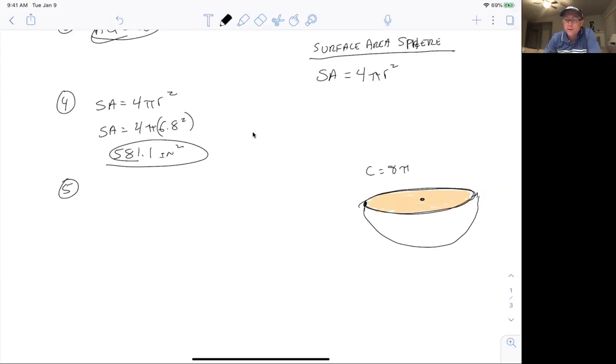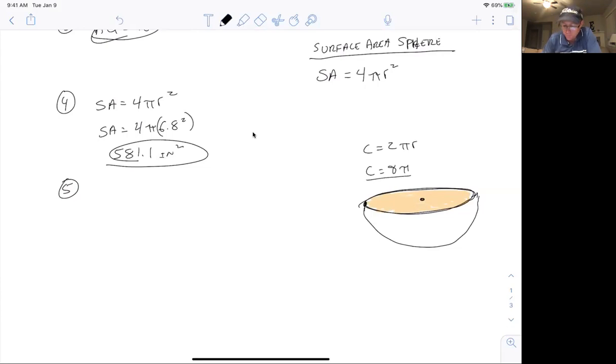Well, how do I find the circumference? That's just 2 pi r, right? Or the diameter times pi, or 2 times the radius times pi. So remember, you should have this from earlier chapters, that to find the circumference, I take 2 times the radius times pi. Well, I know the circumference, they told me.